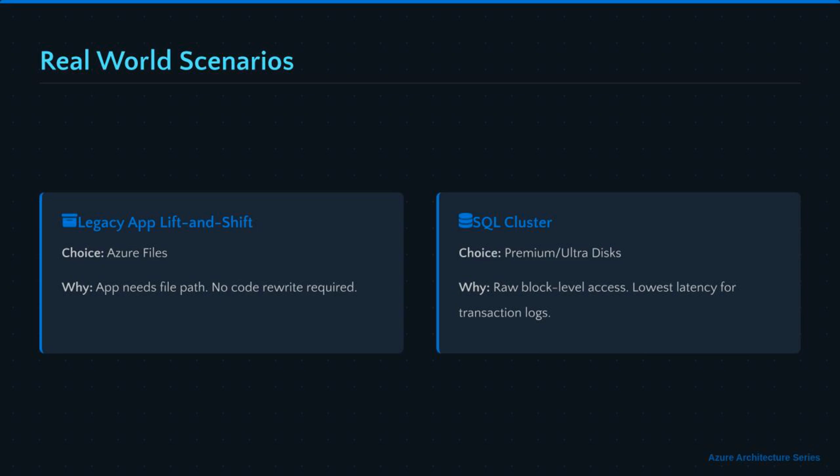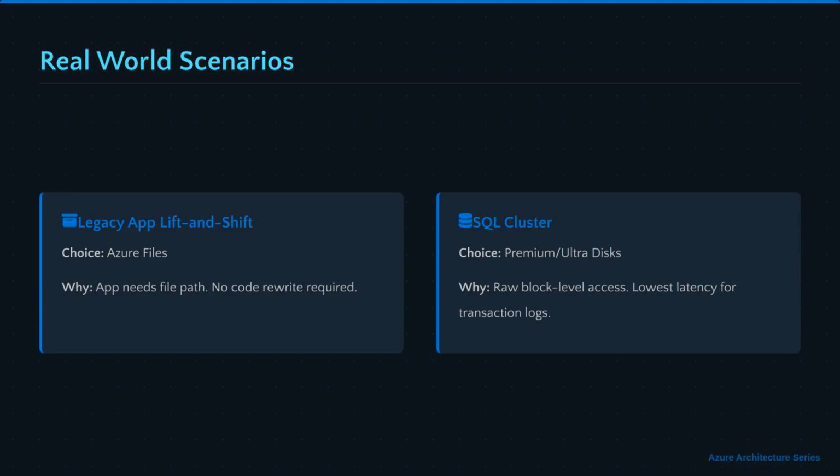Scenario D. The SQL cluster. You are running a high-performance SQL Server cluster on virtual machines. Choice: Azure Premium SSD V2 or UltraDisks. Why? You need raw block-level access. You need the lowest possible latency for transaction logs. You cannot run a performant database on blob or files. The latency would kill your transaction times.